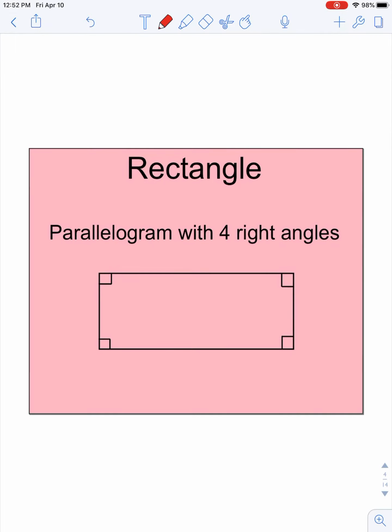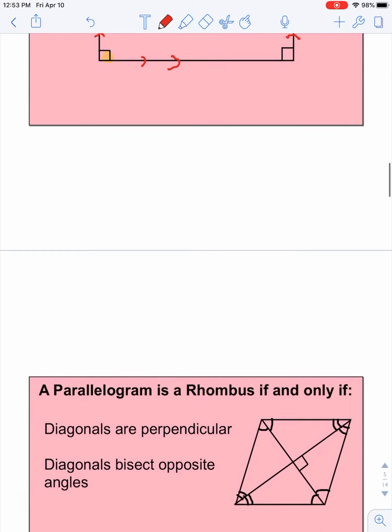A rectangle is a parallelogram with four right angles. So again, all the properties of parallelograms will apply to this rectangle. This is just a special parallelogram. So we have both pairs of opposite sides parallel. We have both pairs of opposite sides congruent. We have opposite angles congruent. And we have, I didn't talk about that on rhombus, but you also have the consecutive interior angles here are going to be supplementary. And of course, the diagonals will also bisect each other. So a rectangle is a parallelogram with four right angles.